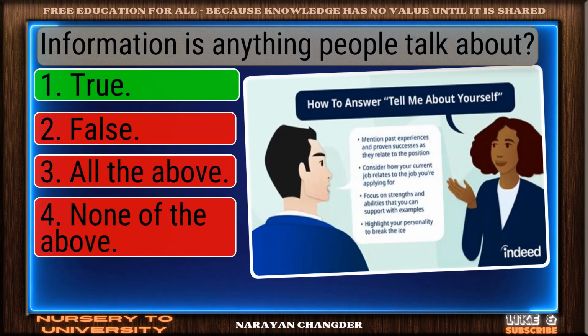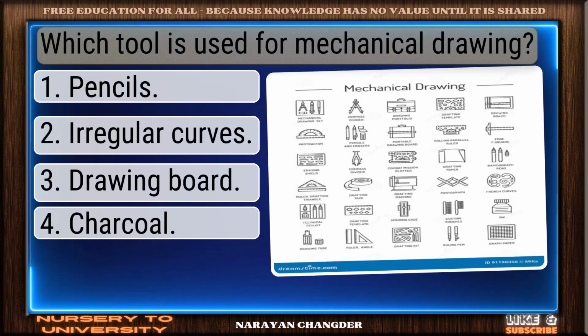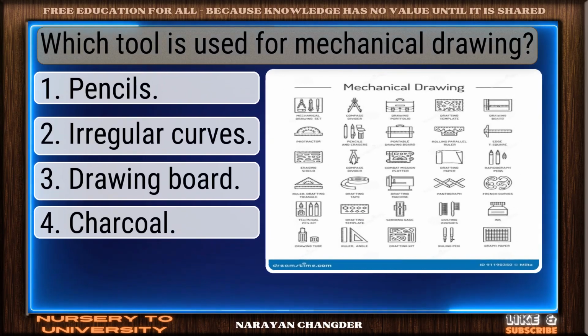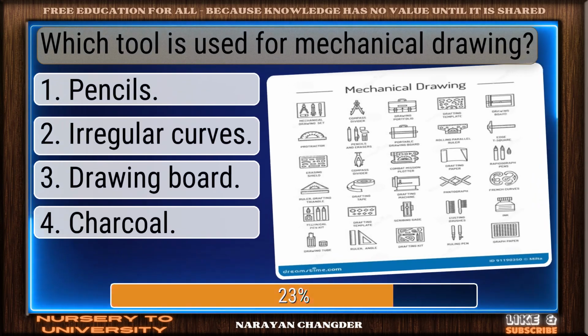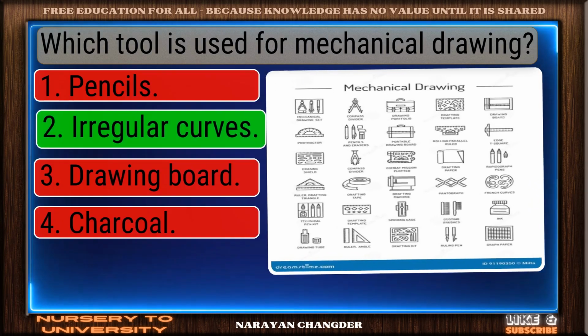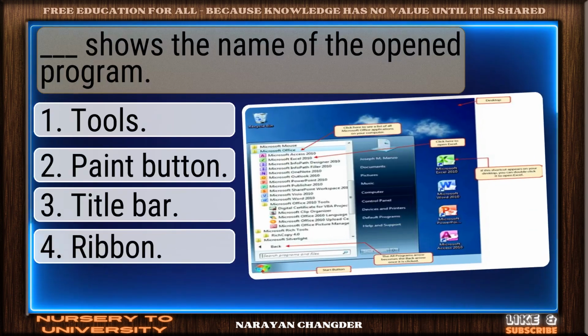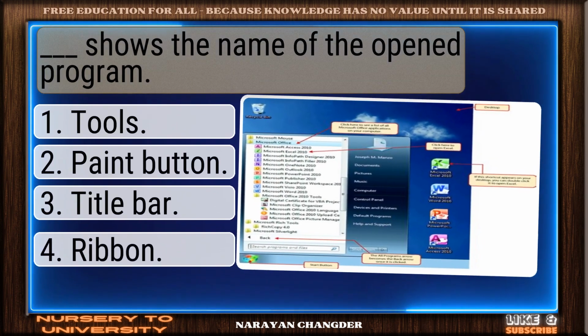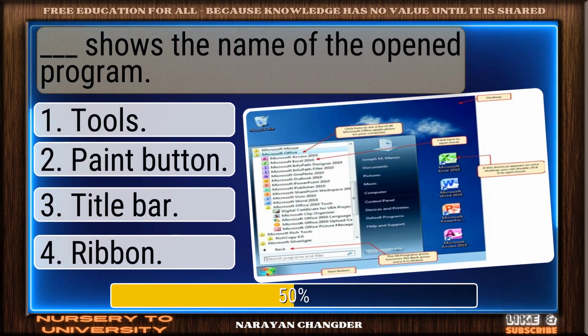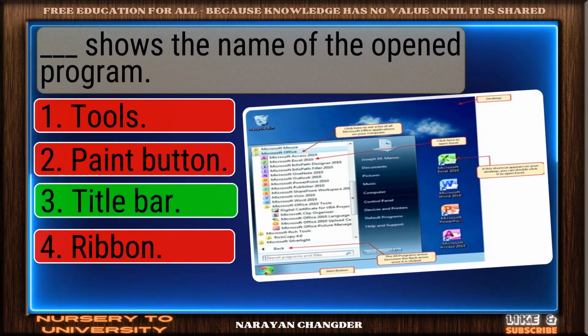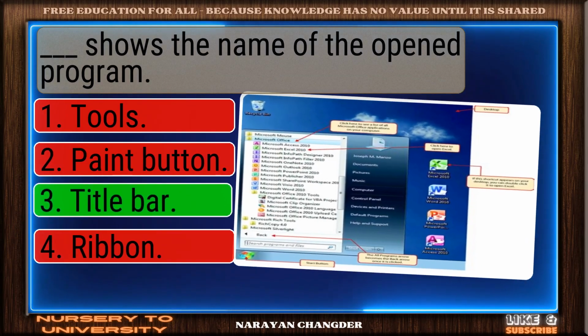You're right. True is correct. Which tool is used for mechanical drawing? Smart pick. Irregular curves is correct. Dash shows the name of the opened program. Well picked. Title bar is correct.